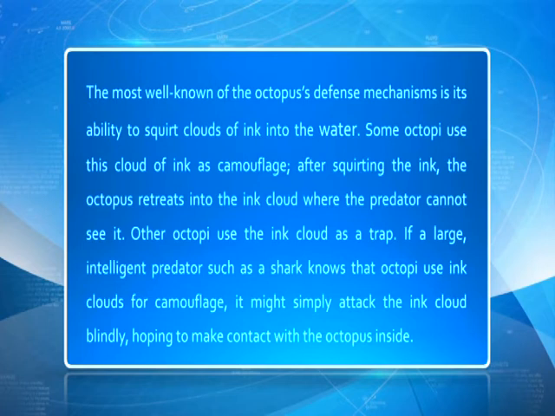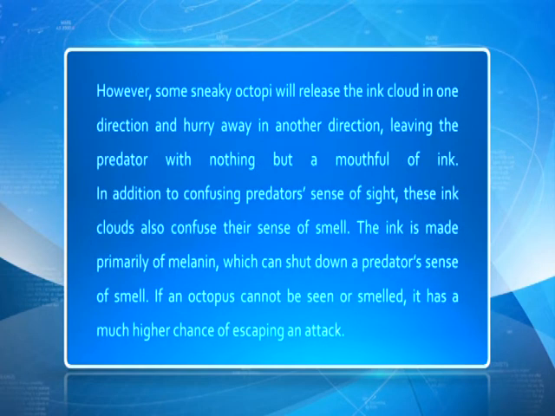If a large, intelligent predator, such as a shark, knows that octopi use ink clouds for camouflage, it might simply attack the ink cloud blindly, hoping to make contact with the octopus inside. However, some sneaky octopi will release the ink cloud in one direction and hurry away in another direction, leaving the predator with nothing but a mouthful of ink.